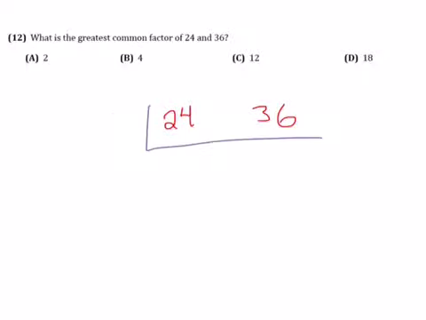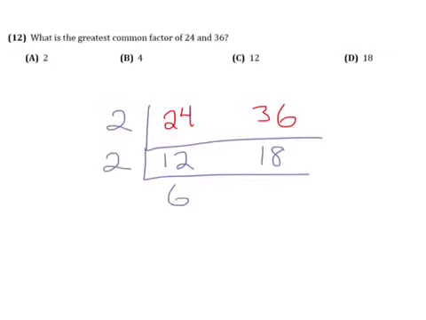They're both even, so let's divide them both by 2. 24 divided by 2 is 12. 36 divided by 2 is 18. We still have some even numbers, so we can divide them by 2. 12 divided by 2 is 6. 18 divided by 2 is 9.